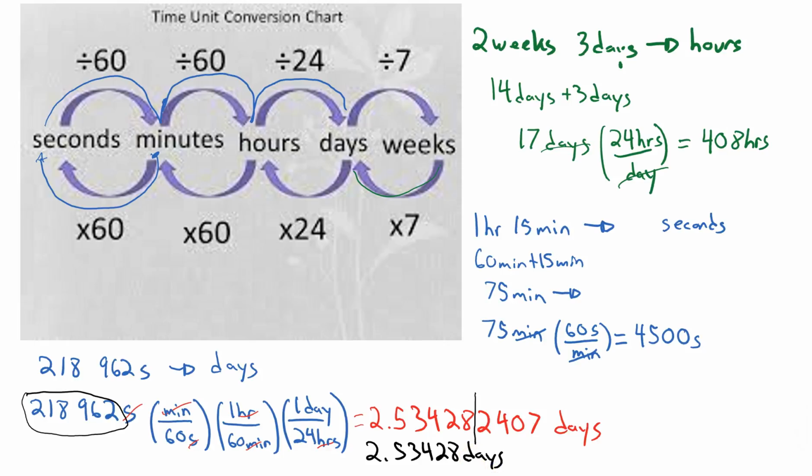The one in blue has 2 sig figs, so technically we should only have 2 sig figs in our answer, which 4,500 seconds does have. And here, when we're adding 14 days, I have 17 days, and I'm doing a multiplication. Each of these has 2 sig figs, so technically my answer should only have 2 sig figs as well, which would be 410 hours.